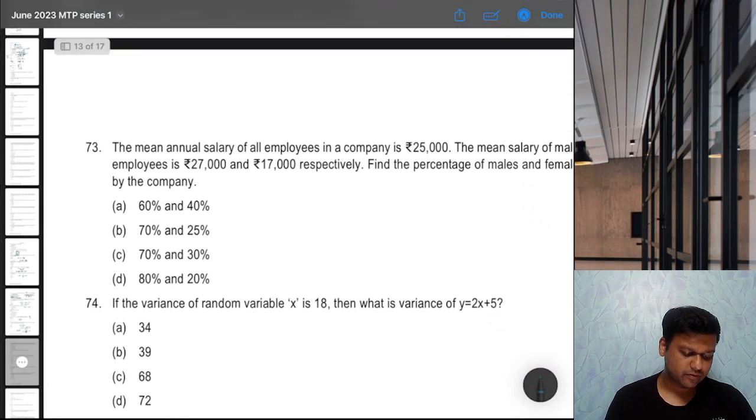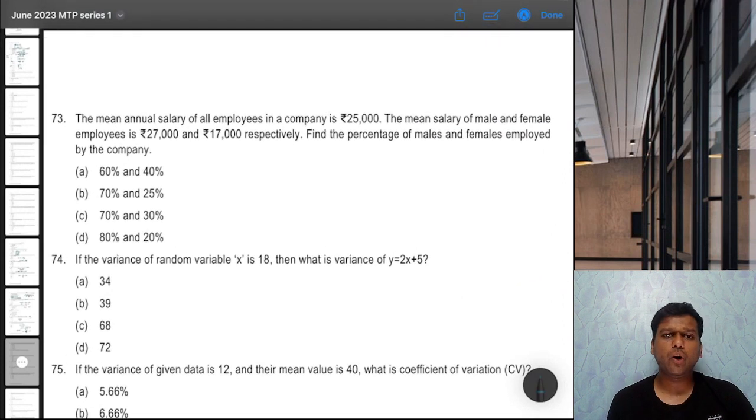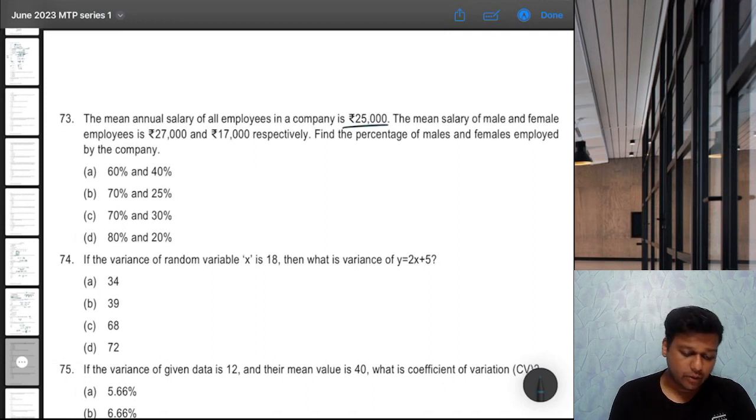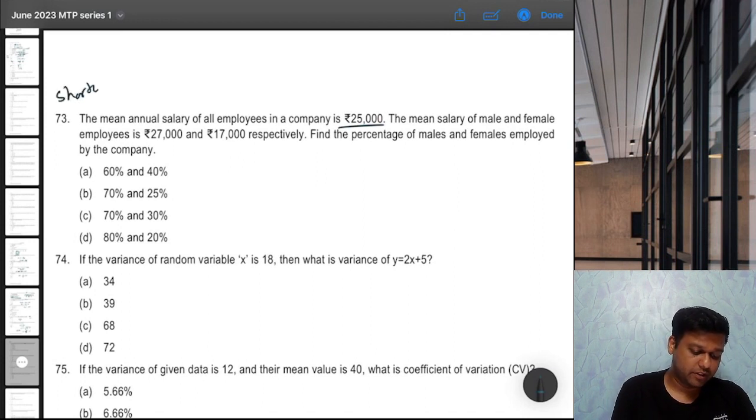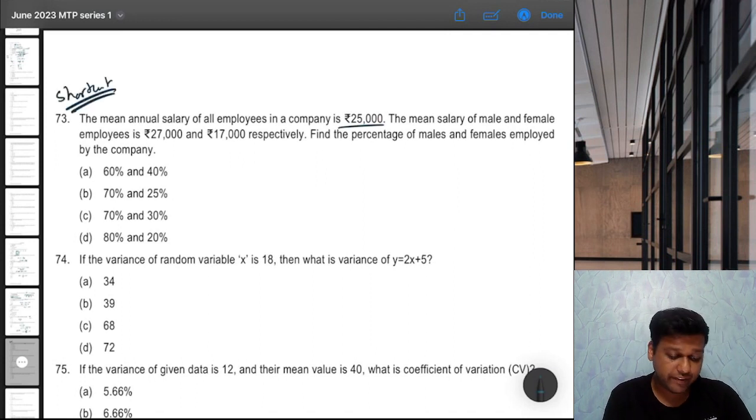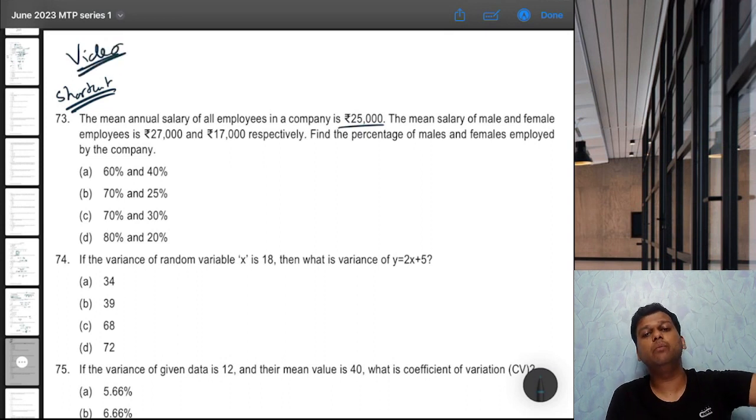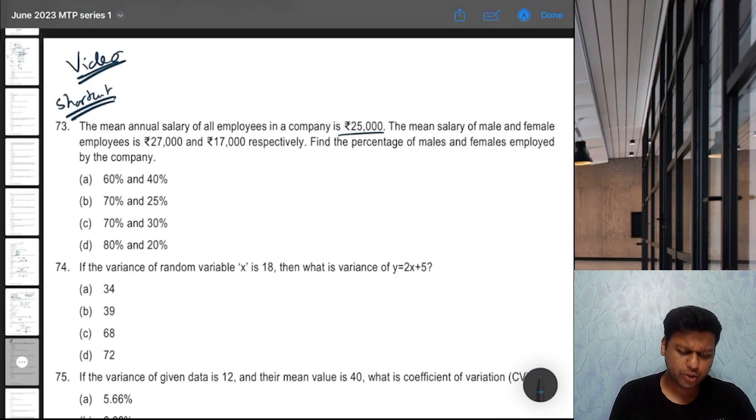Option C is the correct answer for 72. Next, 73. The mean annual salary of all employees in a company is 25,000. Mean salary of male and female employees is 27,000 and 17,000 respectively. Find the percentage of males and females employed by the company. Now there is a very good shortcut for this. I have uploaded a special video on this. You can go through that.